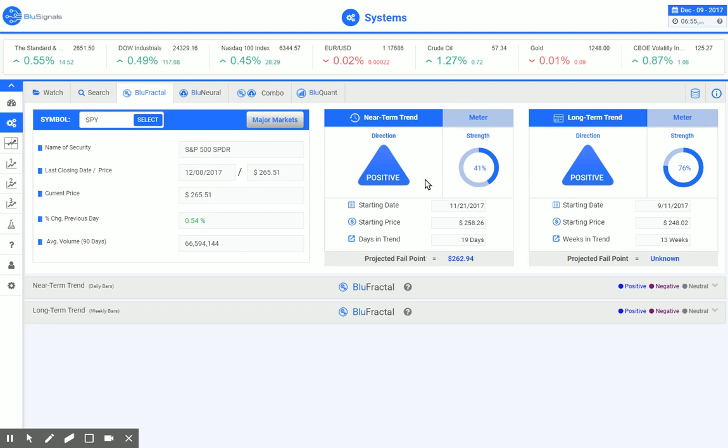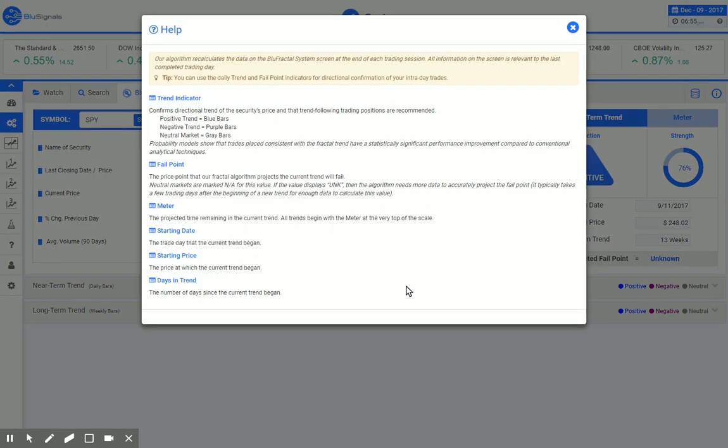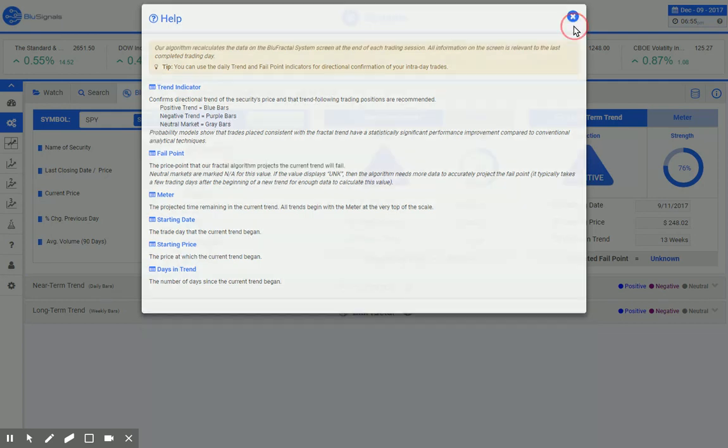The meter, in particular in conjunction with the projected fail point, can give you a heads up on weakness in a particular market and perhaps an opportunity to take profits even before your projected stop loss. Below we have the charts for near and long term using daily and weekly bars. You can also access the help screen by clicking on the help button to again point out some of the basic features to the system.